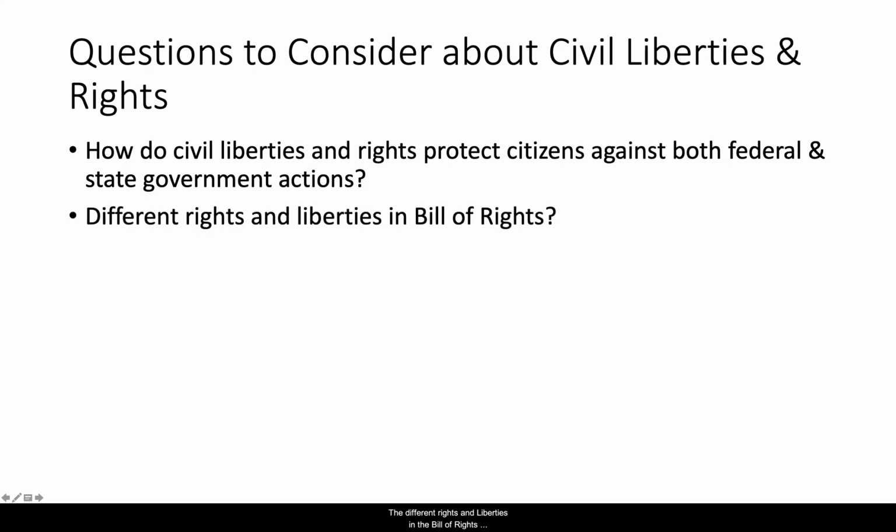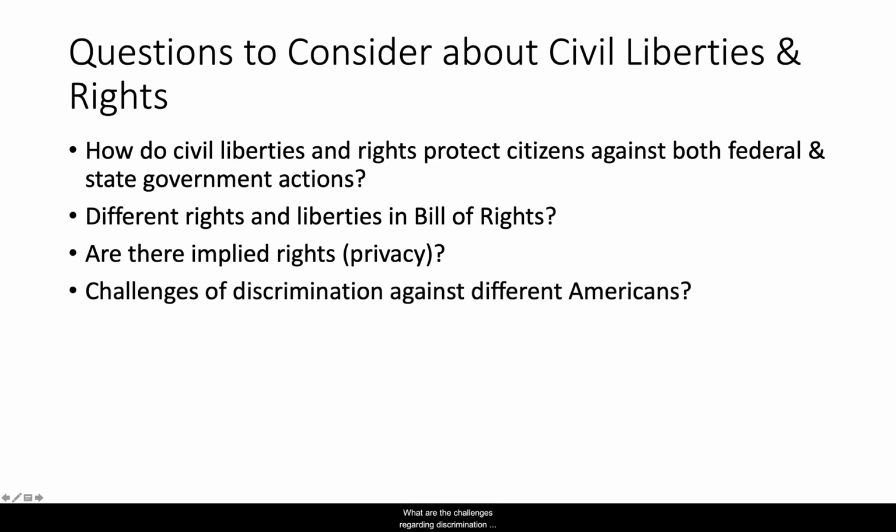The different rights and liberties in the Bill of Rights: you'll go through each of them and see different fundamental areas and liberties that are protected in the Bill of Rights. Are there implied rights, such as the right to privacy? It's not found anywhere, but it's there per the court's decisions. What are the challenges regarding discrimination against different groups of Americans?